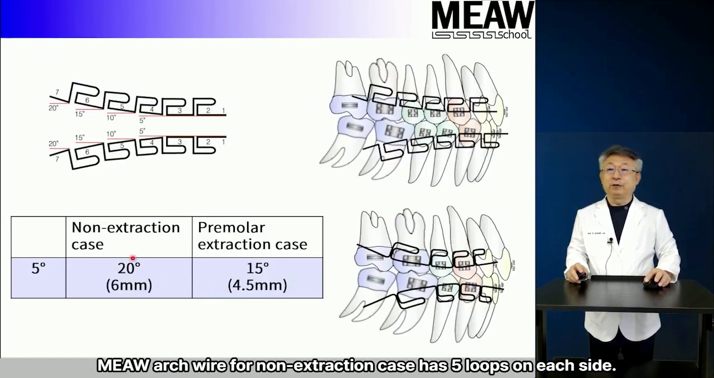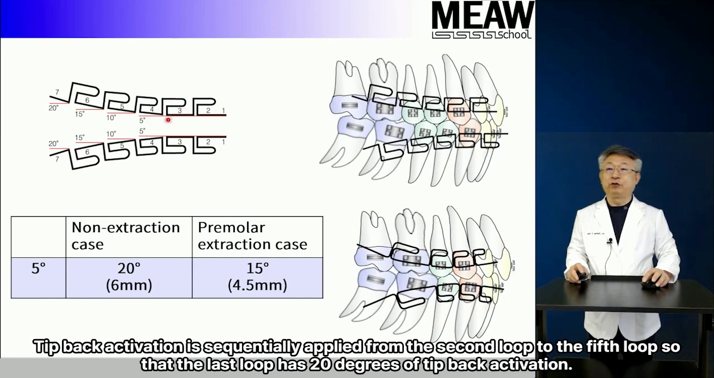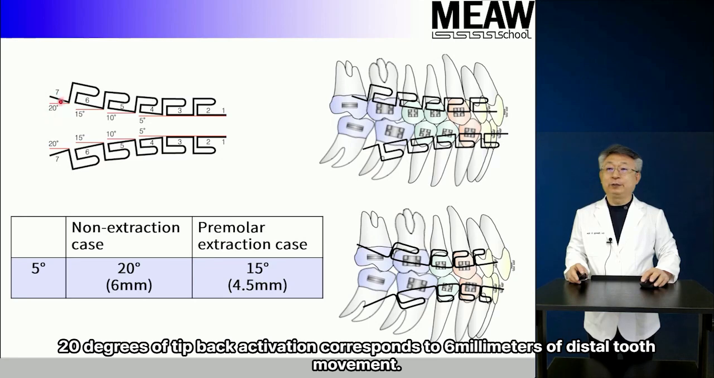MEIW arch wire for non-extraction case has 5 loops on each side. Tip-back activation is sequentially applied from the second loop to the 5th loop, so that the last loop has 20 degrees of tip-back activation. 20 degrees of tip-back activation corresponds to 6 mm of distal tooth movement.